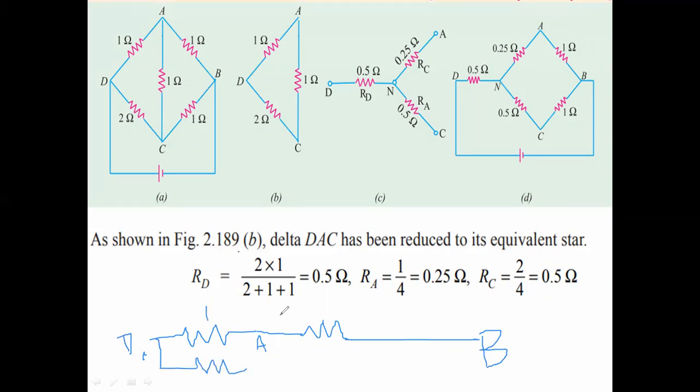This is the 1 ohm and this is the 1 ohm. Okay, so from D we have another resistance that is 2 ohms to this C point, and from C, again it is 1 ohm connected to B. So this is the 2 and this is the 1, and between A and C we have another resistor.